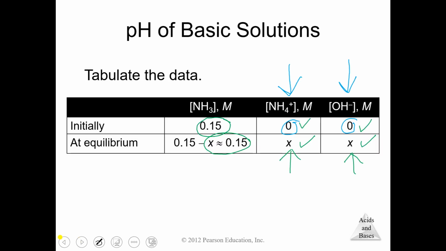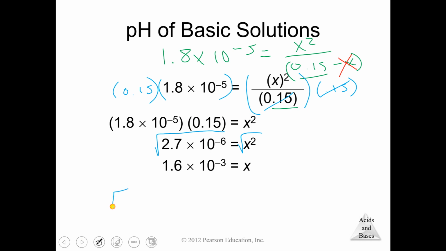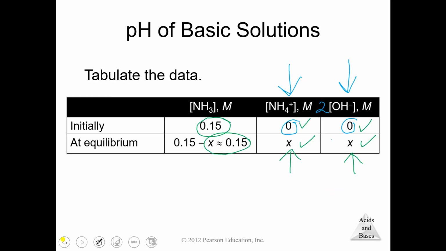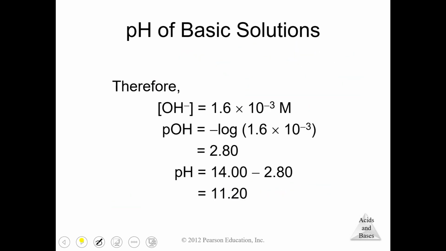Remember, if there had been a 2 coefficient in front of the hydroxide, just for example, then the hydroxide ion concentration would be 2 times 1.6 times 10 to the minus 3 because it would have actually changed by 2x. So now we know the hydroxide ion concentration. It is equal to 1.6 times 10 to the minus 3.